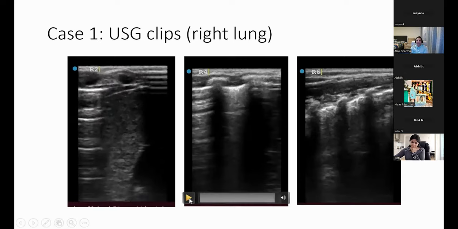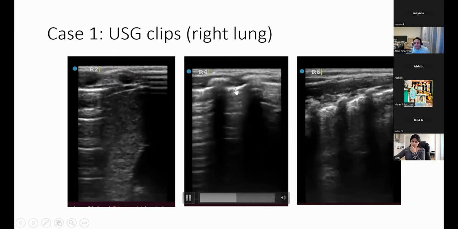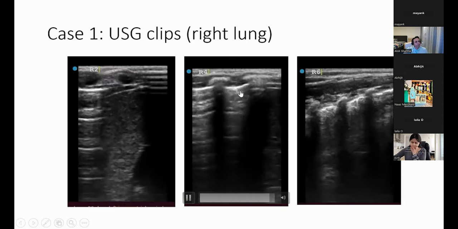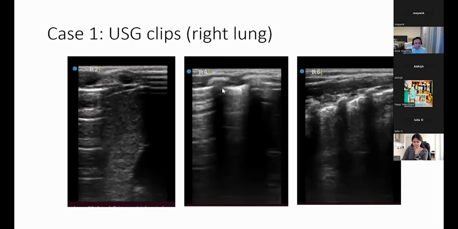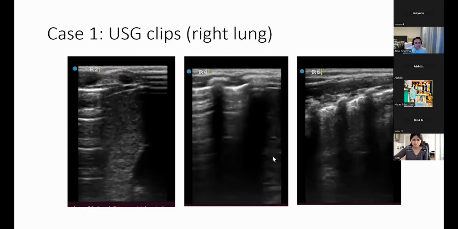If I move to R4, I can see that the pleural line is almost normal, which is sliding well as well, and it is mostly dominated by the A lines. However, I can appreciate some of the B lines. I was a little bit confused on this because sometimes I felt that this was B lines and sometimes I felt this was comet tail artifacts. So in my interpretation reporting, I had interpreted it as AB profile, as I feel that the B lines are more than 3 in a rib space. So this is my interpretation for the R4 area.